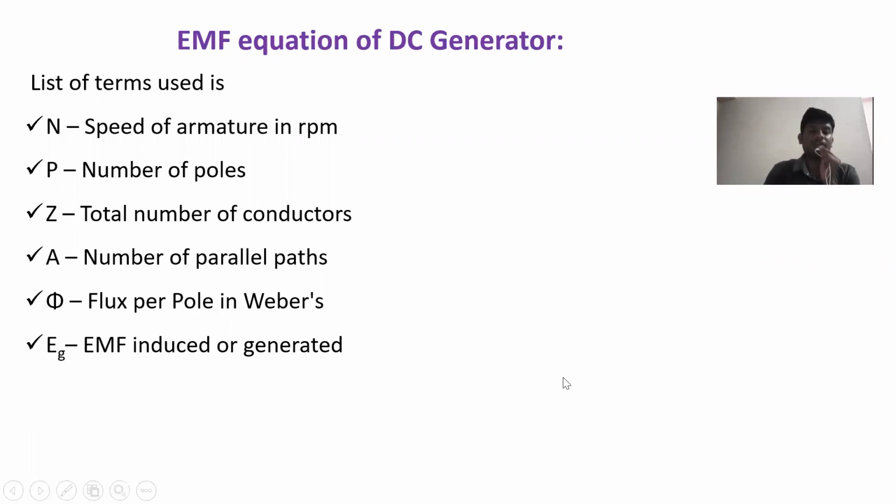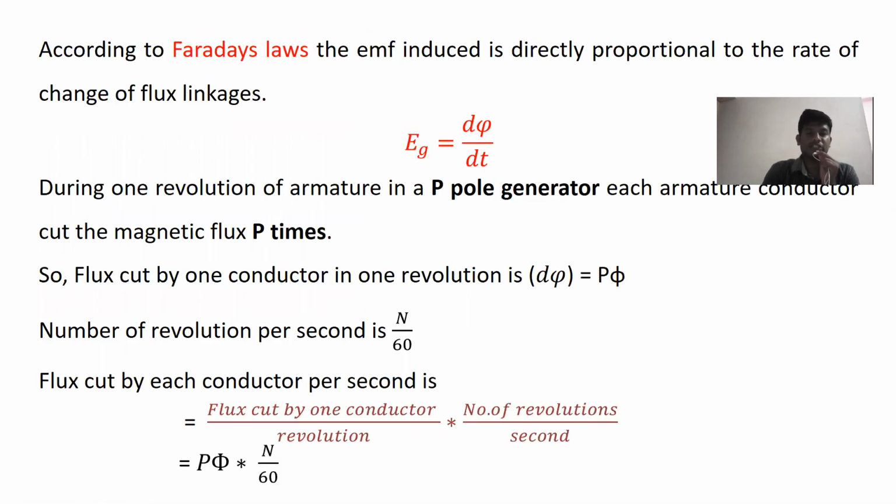Okay, so the EMF is induced in the DC generator depending on Faraday's laws of electromagnetic induction. According to Faraday's law, the induced EMF is directly proportional to the rate of change of flux. So here I simply write Faraday's second law, that is E equals d phi by dt. This is the basic equation from Faraday's law. In generators also we get the induced EMF from Faraday's laws of electromagnetic induction.